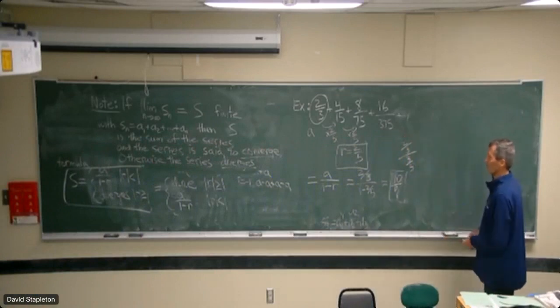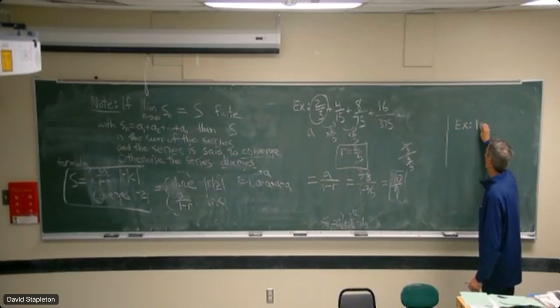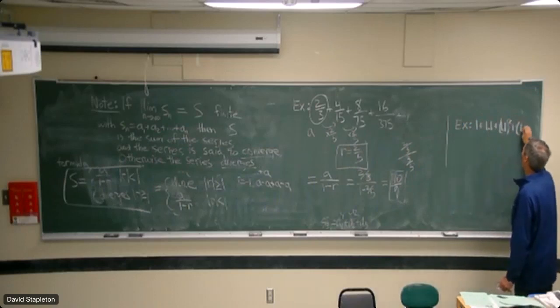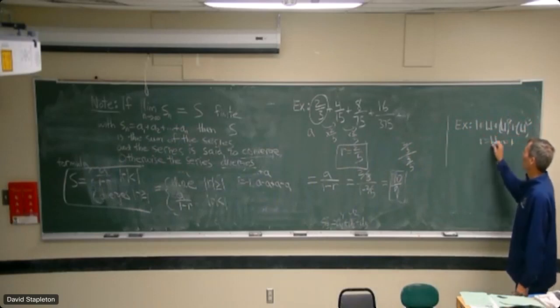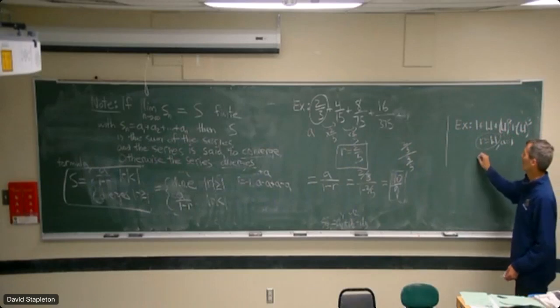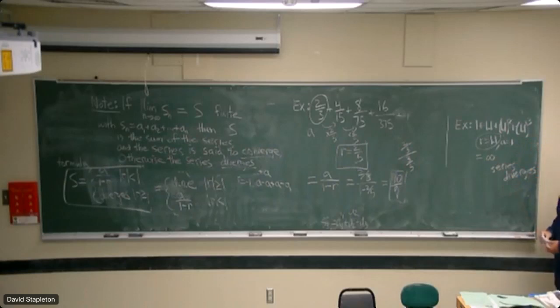But if r is bigger than or equal to 1, then the limit doesn't exist. For instance, this one. Suppose I had 1 plus 1.1 plus 1.1 squared plus 1.1 cubed. Here r equals 1.1 and a equals 1, the first term. Since r is bigger than 1 in absolute value, it diverges. This is adding up bigger and bigger numbers. It's going to infinity. So you can say this sum is equal to infinity and the series diverges. Anything but a finite number, the series diverges.